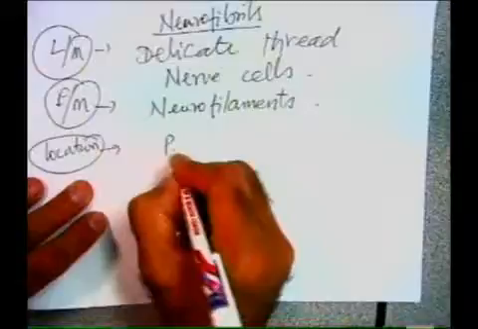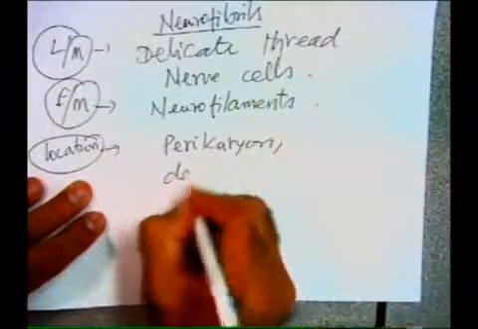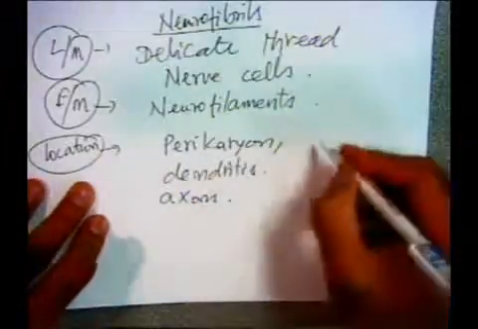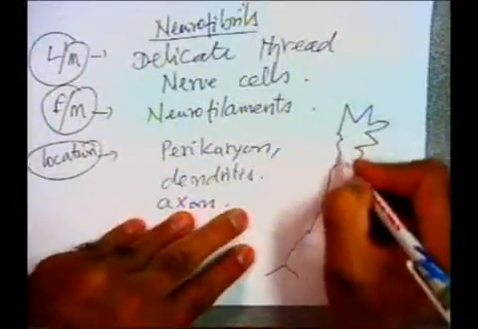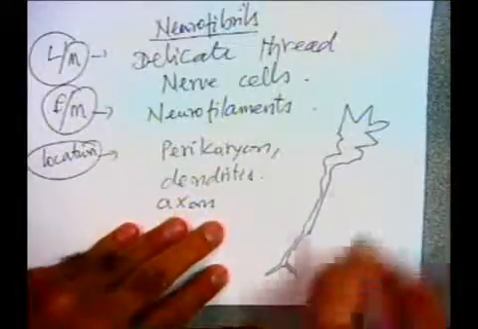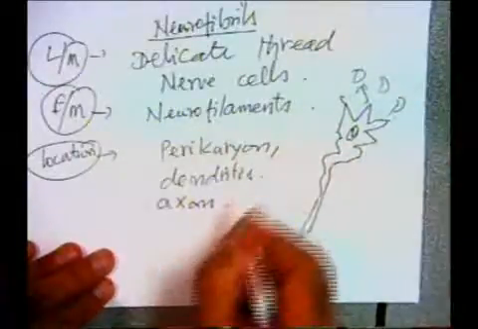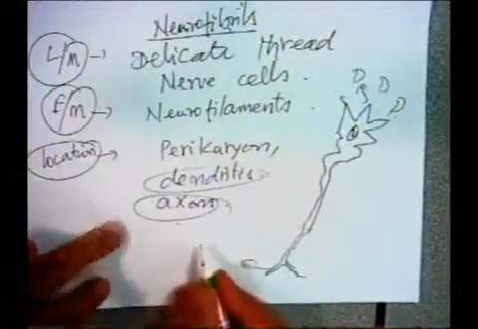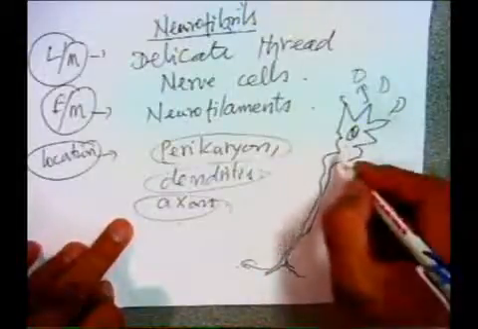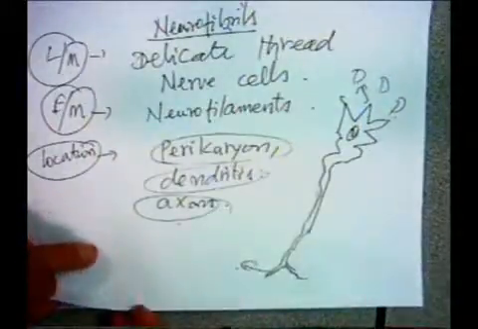Where do you find them in the tissue? In the perikaryon, and also the dendrites. You will see them in that structure, and also in axons. This is the axon, nucleus. So these are the dendrites, D for dendrites, which are also made up of neurofibril. These are axons, which are present over there. And the perikaryon, which is the covering sheath here, is also made up of neurofibrils, okay?